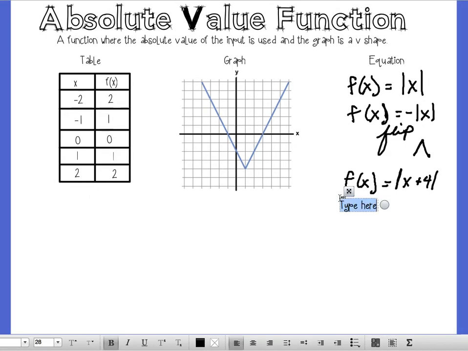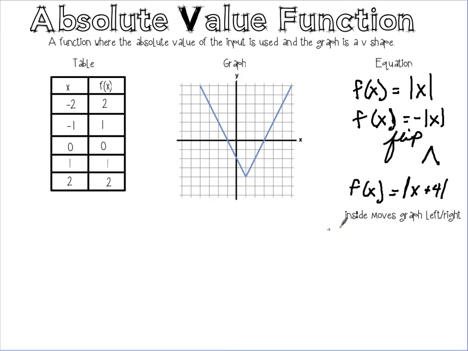So I'm going to type this so it goes a little faster. So inside moves graph left or right. Subtracting would move it left, adding would move it right. Okay, and that goes along smoothly with saying, okay, well obviously subtraction is left, addition is right.